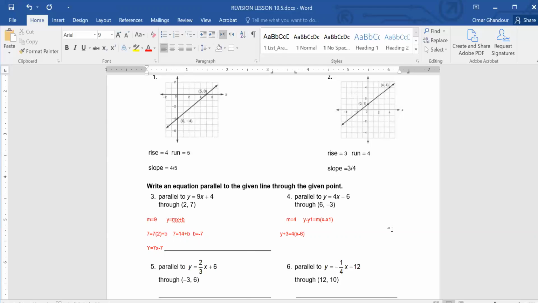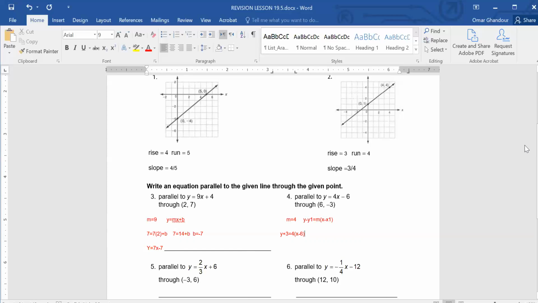Do not tell me, teacher, this is much, much easier. I know, but here he didn't specify an equation. He told you to write an equation. But if he specified a certain type of equation, you have to use it. If he asked for the slope-intercept form, you have to give me the slope-intercept form.